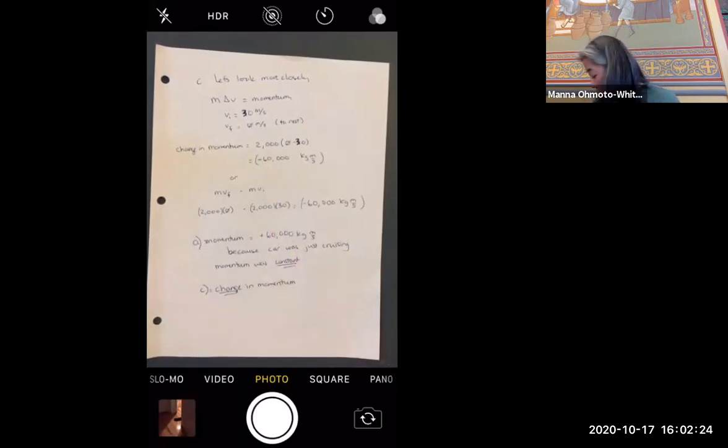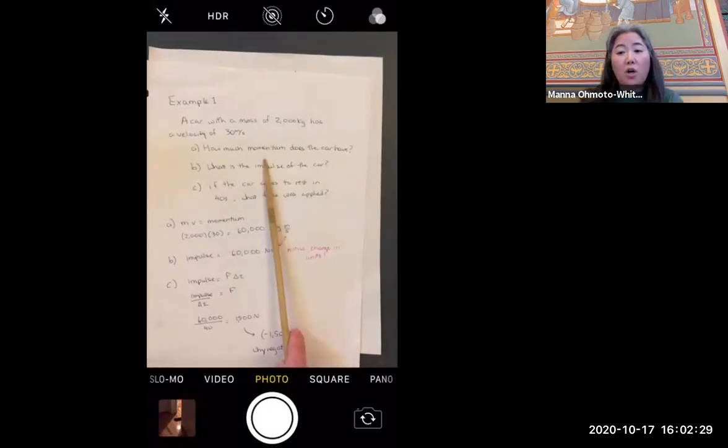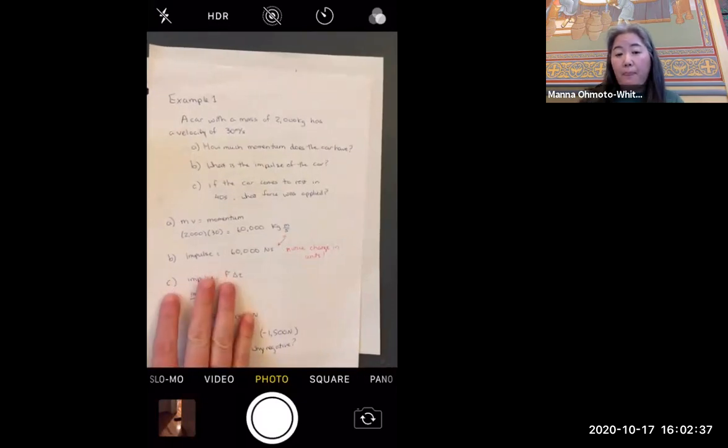Let me just reiterate. When I'm just talking about the momentum a car has, it's not changing velocity at all. What's the momentum right now? You just multiply the mass times the velocity. If it's going forward, the velocity will be positive.